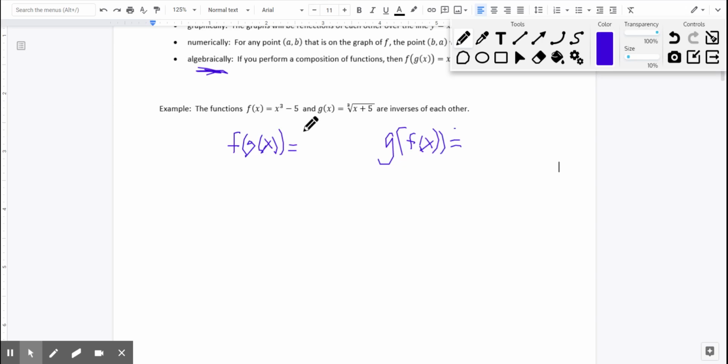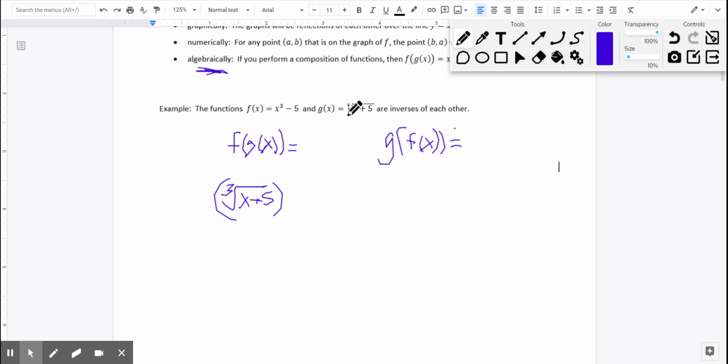So for f of g of x, I've shown you two different ways to do the compositions in class. It's up to you how you want to show that you're going to plug this expression in for x right here. You pick your favorite method and you stick with that.